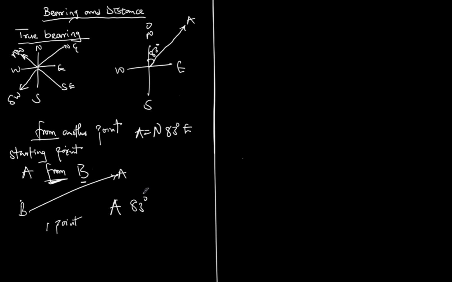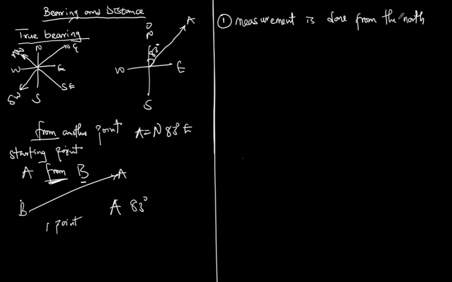However, true bearing measures a point from another point. The "from" indicates the point where the measurement is to be made. Now, a few things to note while measuring or while constructing using true bearing. Number one is that measurements are done from the north only. A measurement is done from the north only.